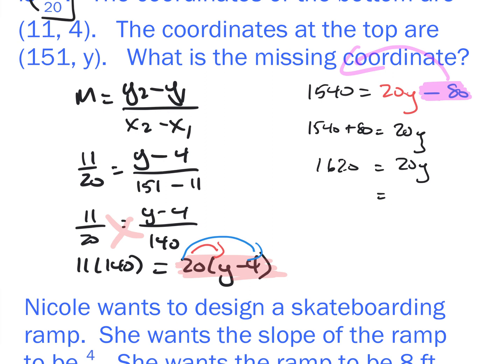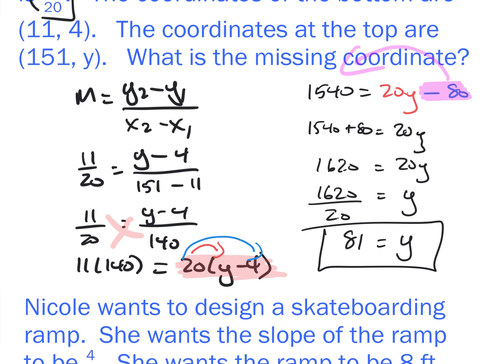So in order to figure out what y is, we're going to take 1,620 divided by 20, and y is going to be 81. So that's the answer. That missing coordinate is 81. So there's a lot going on here. We have to use our previous knowledge of solving equations, which we probably learned in grade 9 and may have used a little bit more in grade 10, to help us figure out the value of this coordinate once we set up the slope formula.